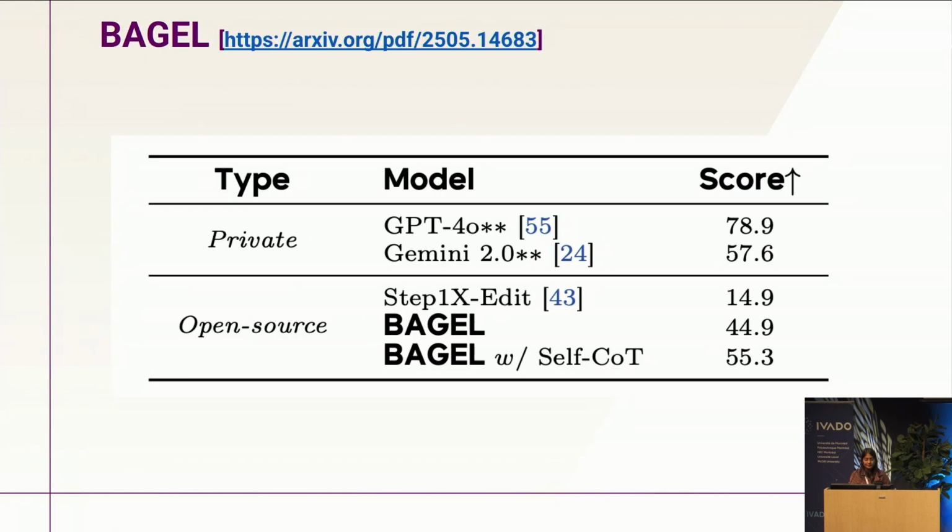Right? I also wanted to bring to your attention that there is this paper Bagel which came out after we finished our work, and they actually did a similar kind of chain of thought based supervised fine-tuning, and they show that they are able to improve the performance using that.